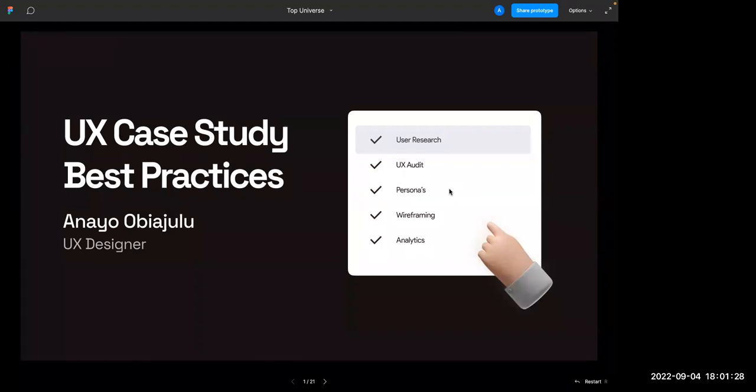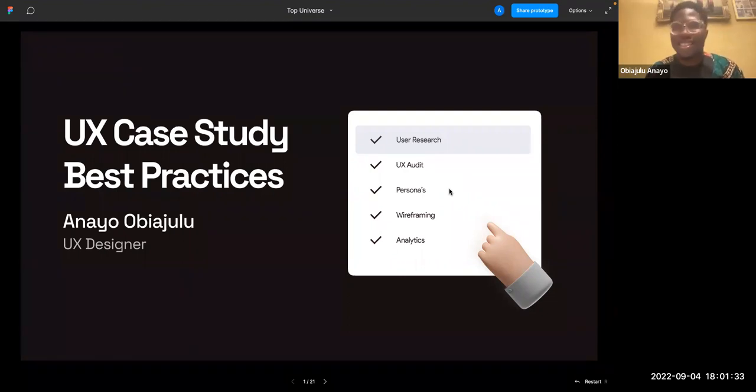So yeah, my name is Anaya Obiajulu, and welcome to today's session: UX case studies, best practices. Today we're going to be learning about the best practices that you can use while presenting your UX case studies. We're also going to learn what HR managers or technical recruiters look out for in your case study.